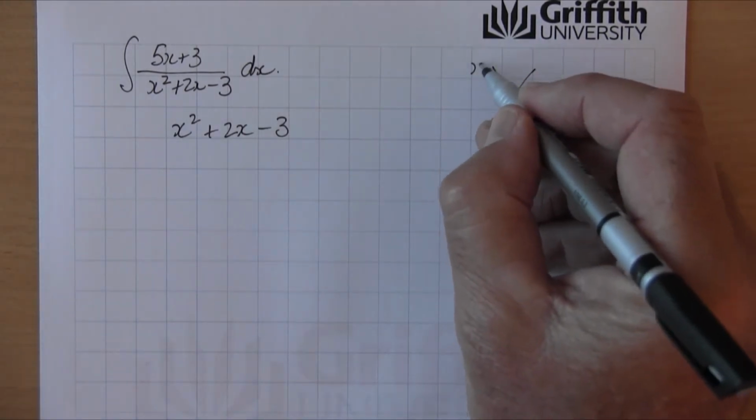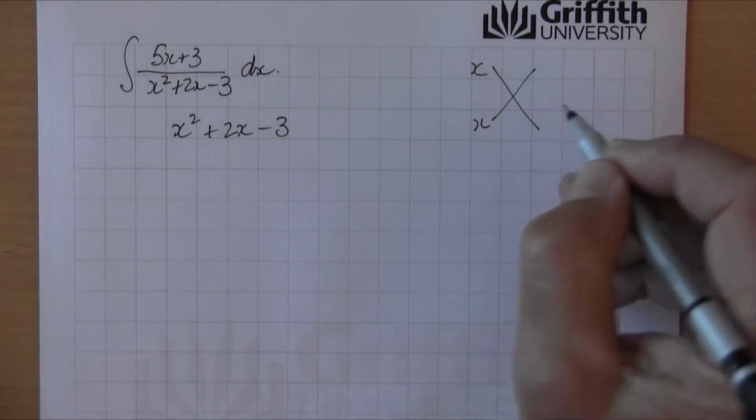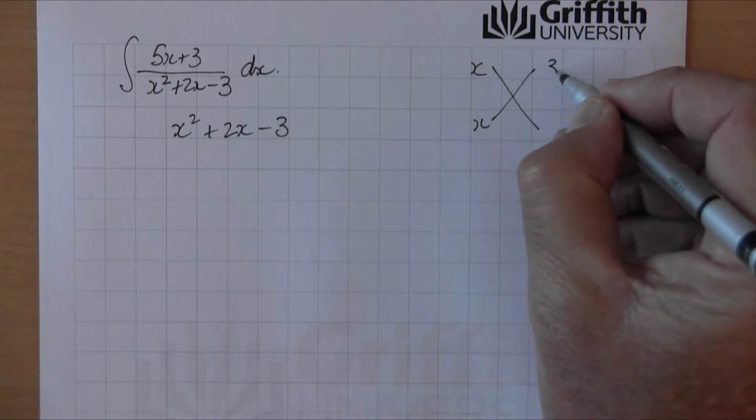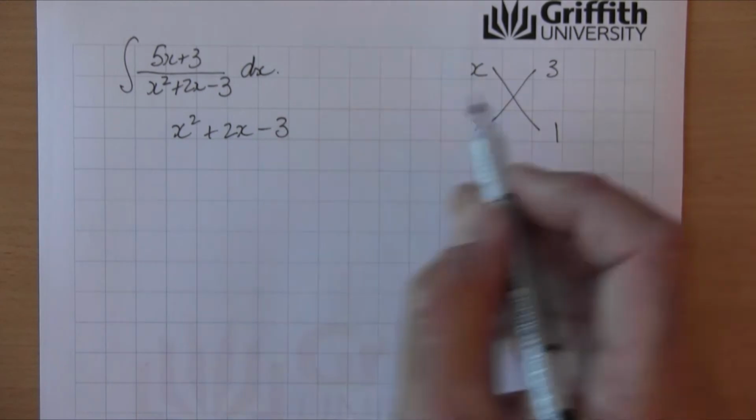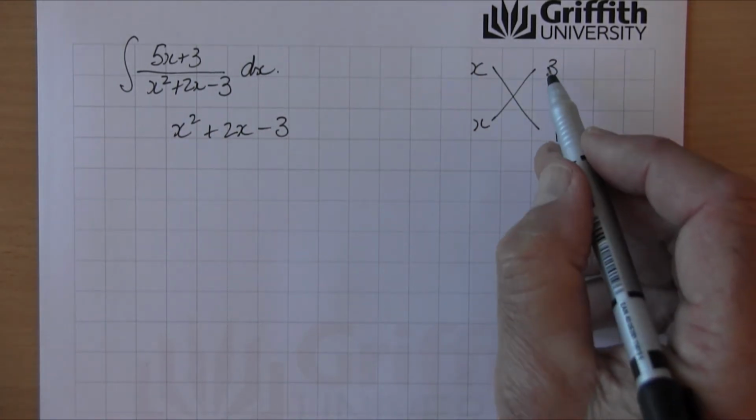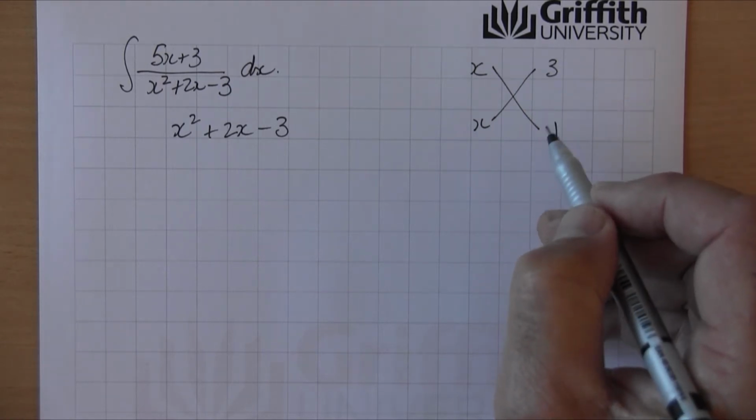Factors of x squared are x and x. These two numbers we've got to multiply together to give you negative 3, so there's only factors of 3 and 1. Now this negative here tells me that these are going to be opposite signs, so I don't know at this stage which one's positive and which one's negative.